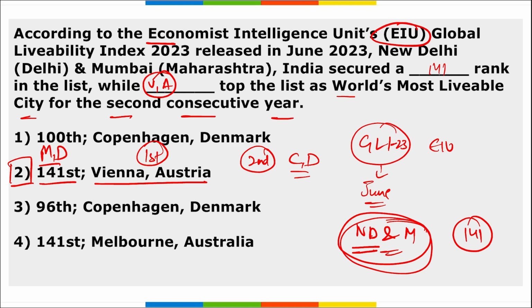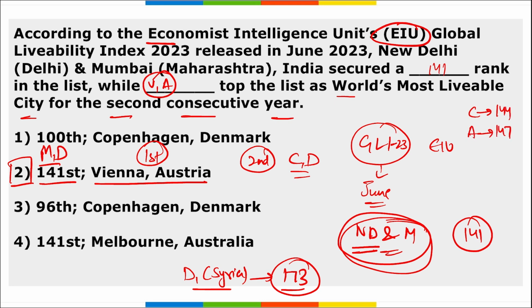And if we see the worst city in the world to live, it is Damascus. Damascus is the capital of Syria, and what is the rank here? It is 173. It is the worst, or we can say worst liveable city in the world, correct? Then if we talk about Chennai, what is the rank of Chennai? It is 144th. Rank of Ahmedabad 147th. Rank of Bangalore, it is 148th.